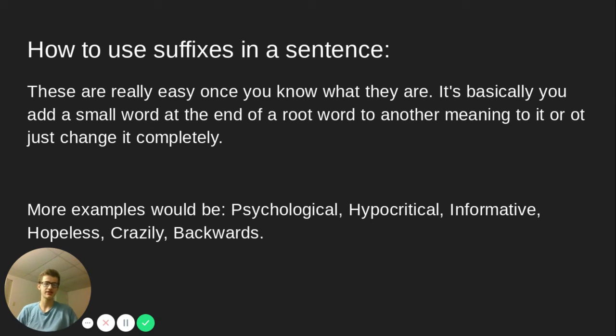How to use suffixes in a sentence? Ah, yes, my favorite. Not at all. These are really easy once you know what they are. Prefixes, or prefixes, I don't know how you say it. Root words and suffixes are by far the easiest things in grammar and English literature. It's very easy, very common, very elementary stuff. It's basically you add a small word at the end of a root word to add another meaning to it, or to just change it completely. That's what suffixes do. Same with prefixes, really, except you add a small word at the beginning.